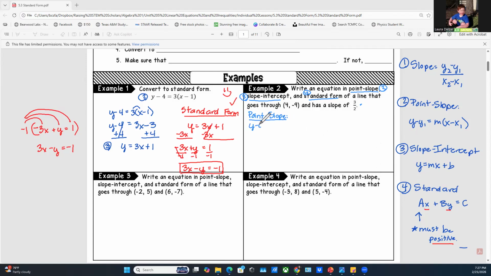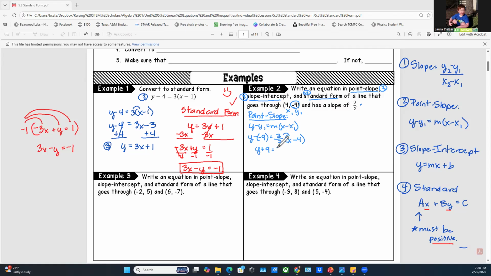We get y minus y1 equals m times x minus x1. This is my x1. This is my y1. So I'm going to take my y minus my y1. Now, when I do that, I got minus a negative 9. My slope was 3/2 times x minus x1, so we got x minus 4. Okay. So let's simplify this a little bit. y minus a negative 9 is going to be y plus 9. And now we can distribute this.